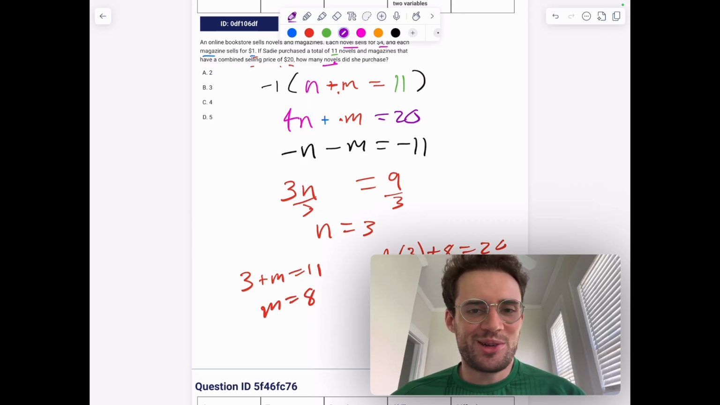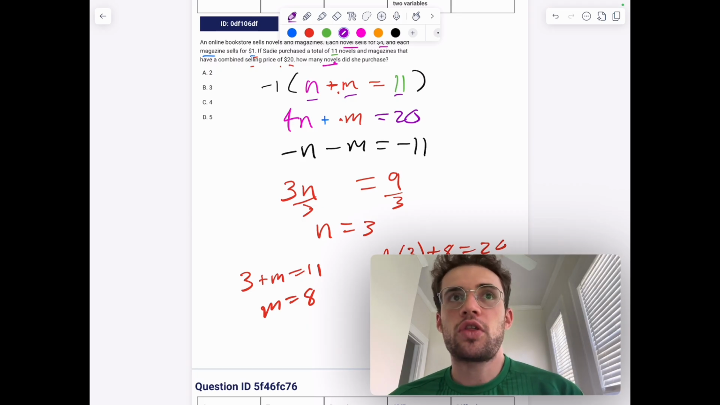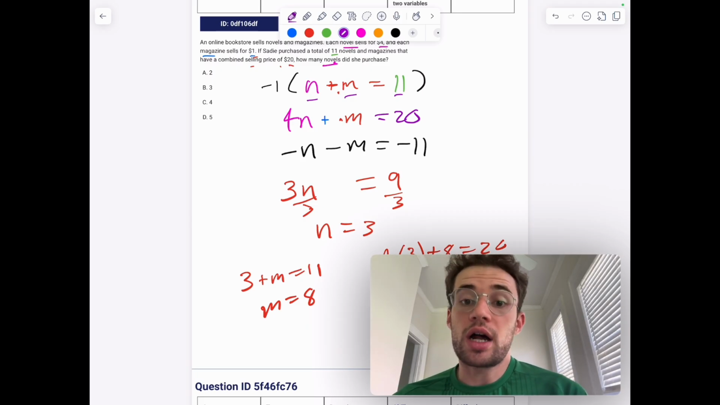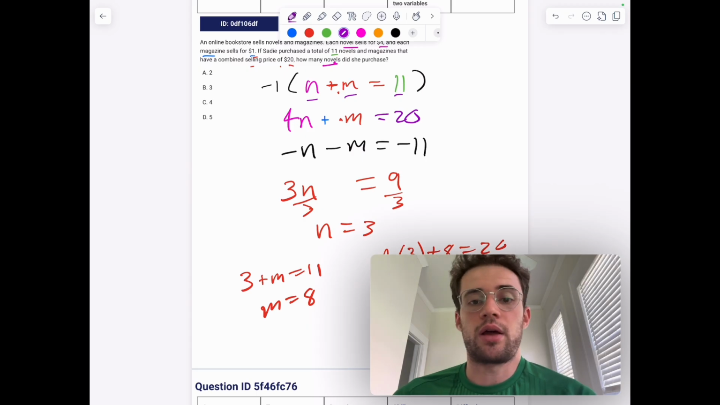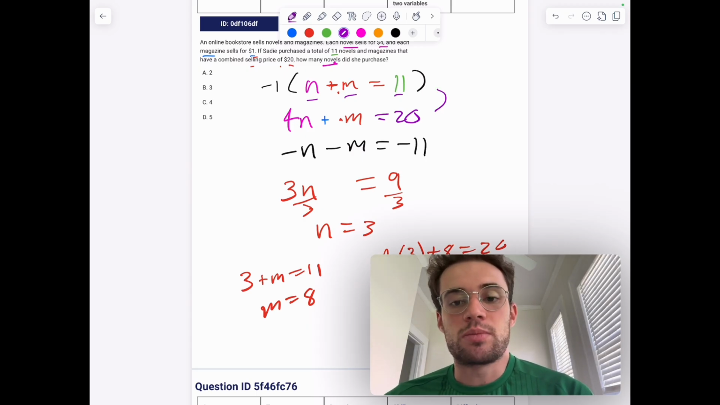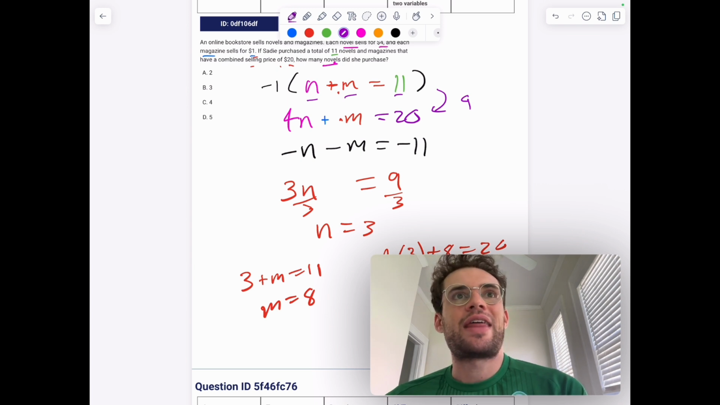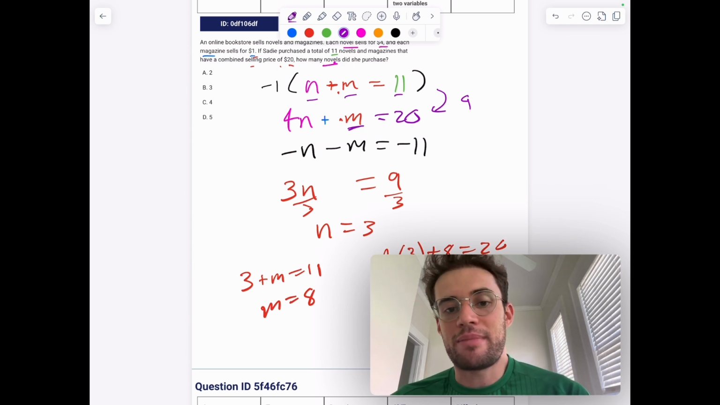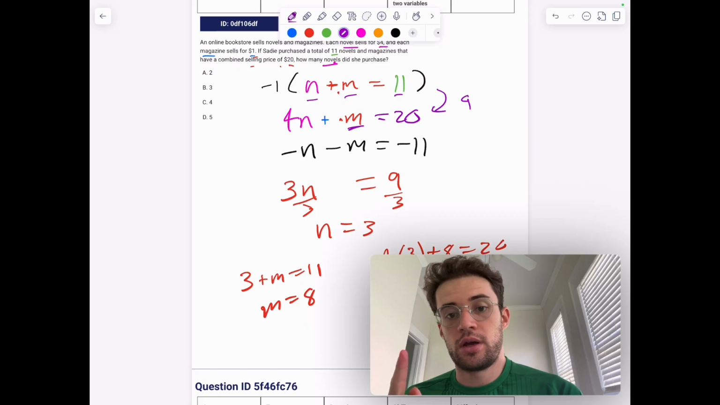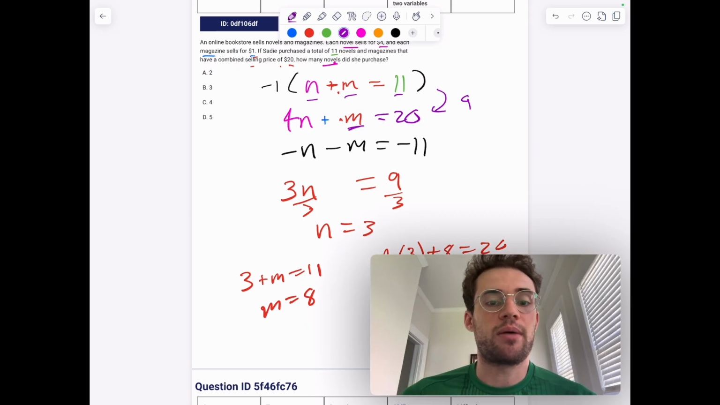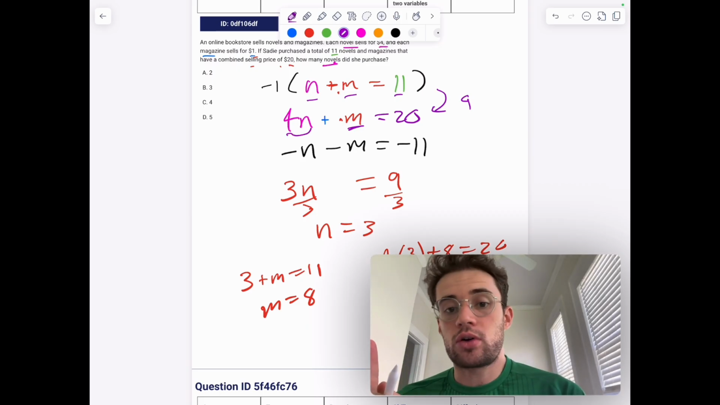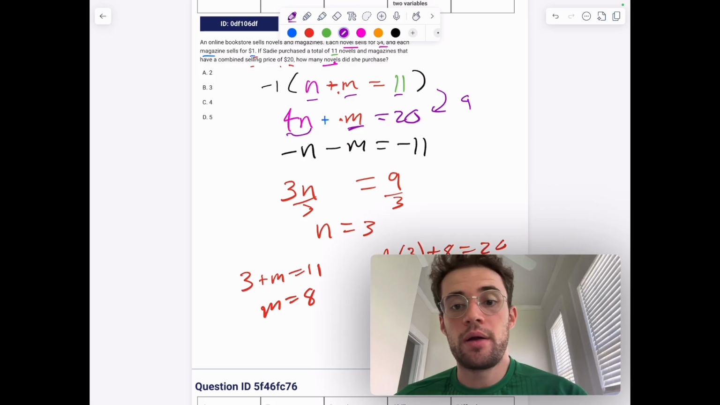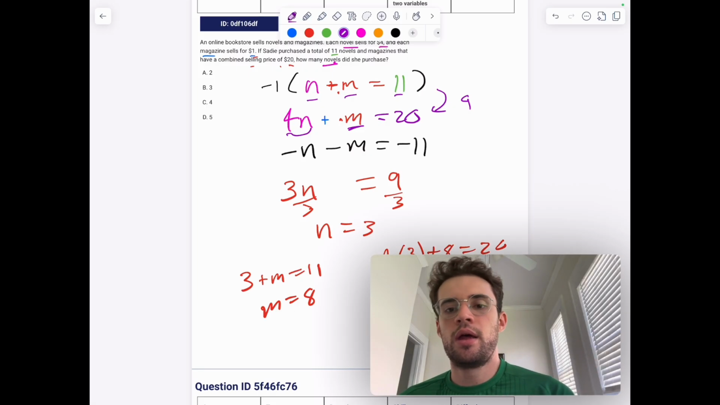But one thing you could do is realize, all right, well, n plus m is 11. Now, if they both cost $1, then the total cost would be $11 because each one would be $1. We are $9 more than that, right? So it's $9 more than $11. That extra cost can't be coming from magazines because the magazines do cost $1. That means that the extra cost is coming from the novels. And one novel costs $3 more than one magazine, right? $4 is 3 more than 1.